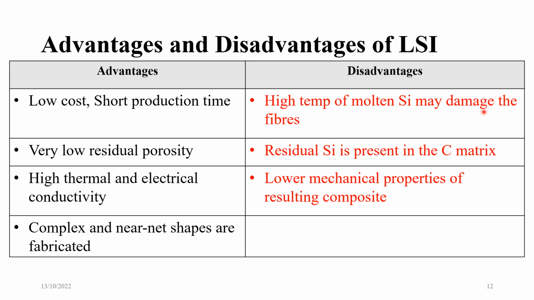Disadvantages: high temperature may damage the fibers, which is why we require an interface. Residual silicon is present in the carbon matrix. Lower mechanical properties of the resulting composite.